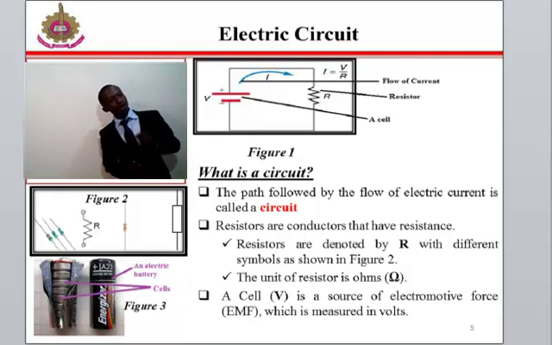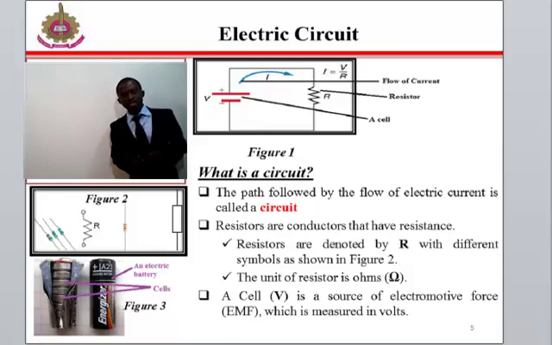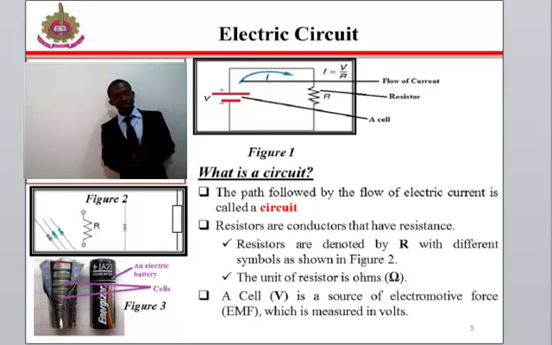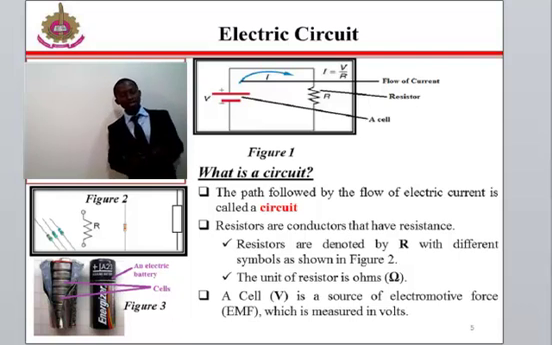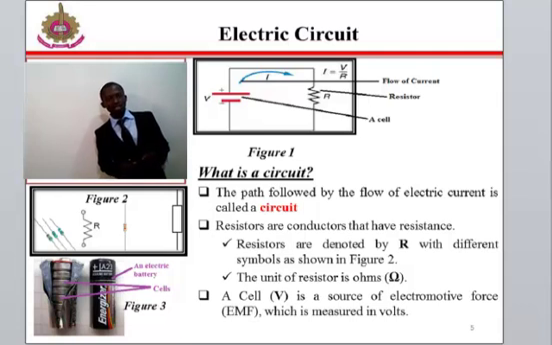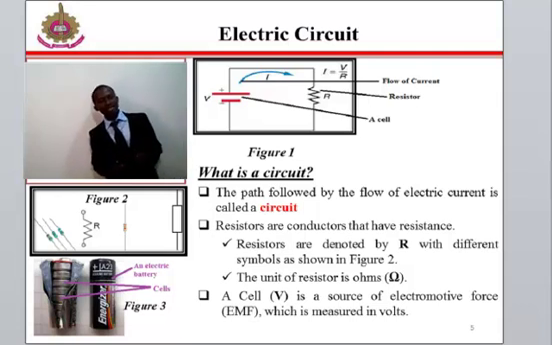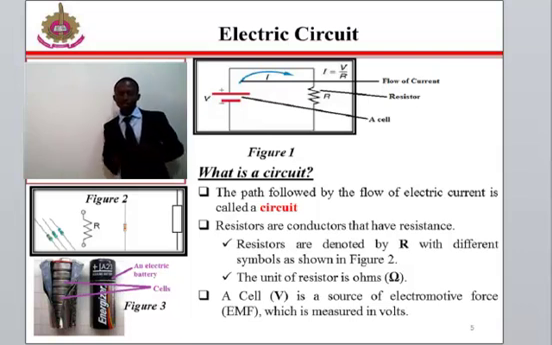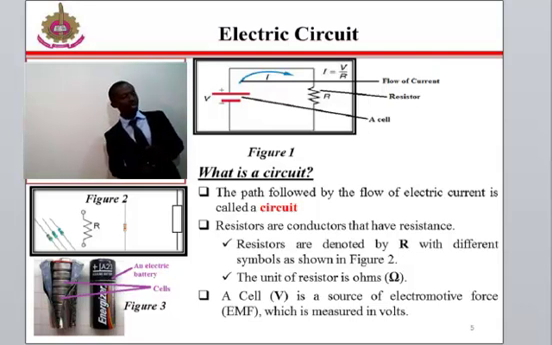A cell does act as a source of electromotive force in an electric circuit. The EMF of a cell or battery is the potential difference between its terminals when current is not flowing in the circuit, that is, when the circuit is open, and it is measured in volts. Mostly, the source of EMF in an electric circuit is a battery, which is a term used for a collection of cells, as shown in figure 3. Note, a cell is a single unit of an electric battery.